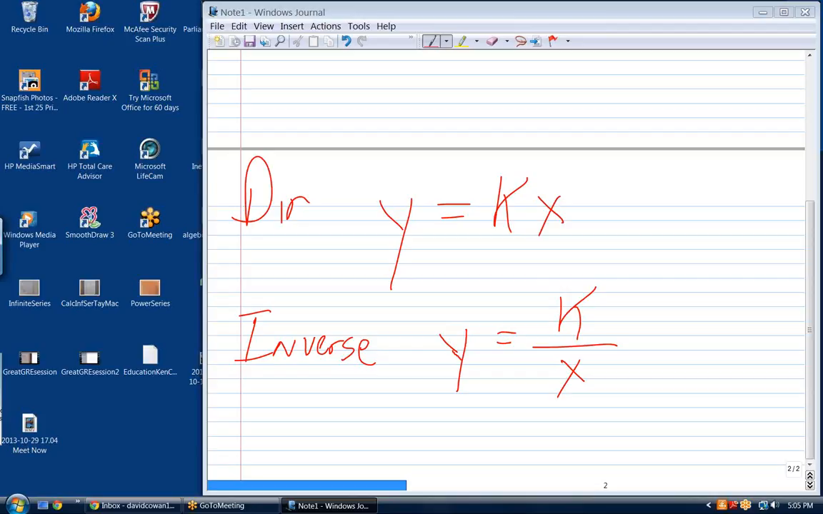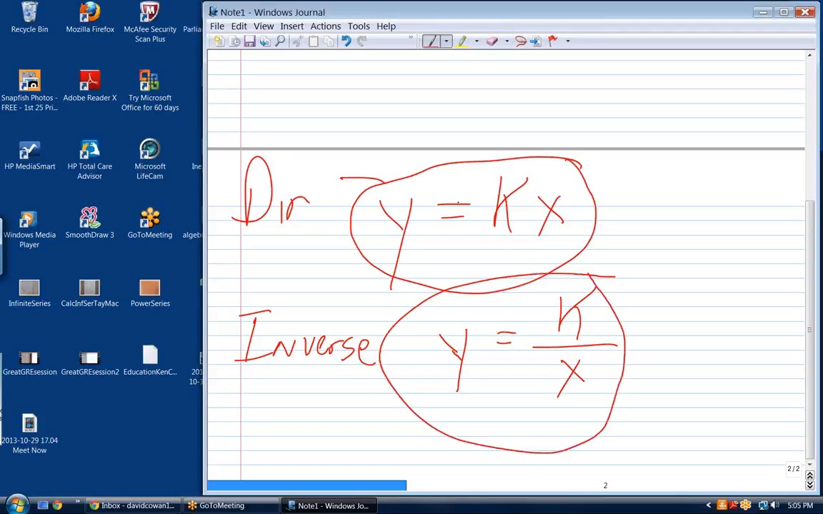So that's kind of the way I remember them. Direct, I equate to both of them moving in the same direction. Inverse, opposite directions. Now, if you're going to memorize anything, memorize only these two.